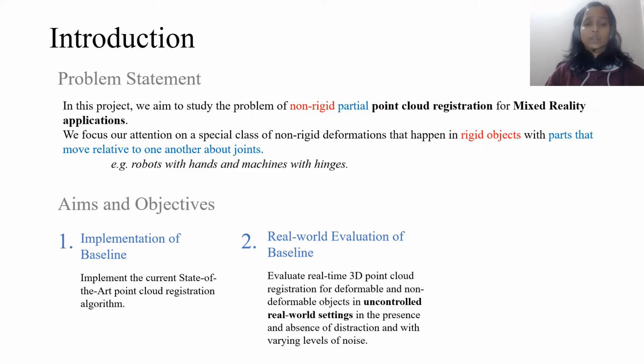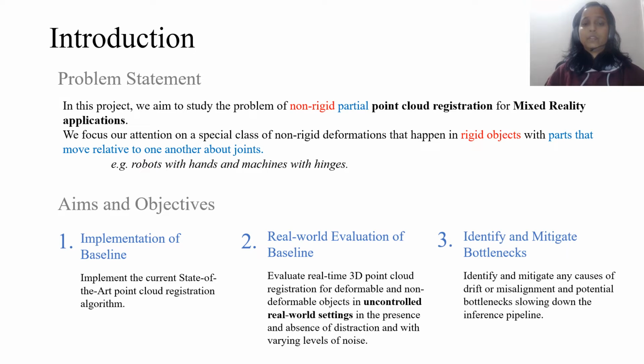Evaluate real-time 3D point cloud registration for deformable and non-deformable objects in uncontrolled real-world settings, in the presence and absence of distraction and with varying levels of noise. 3. Identify and mitigate bottlenecks. Identify and mitigate any causes of drift or misalignment and potential bottlenecks slowing down the inference pipeline.